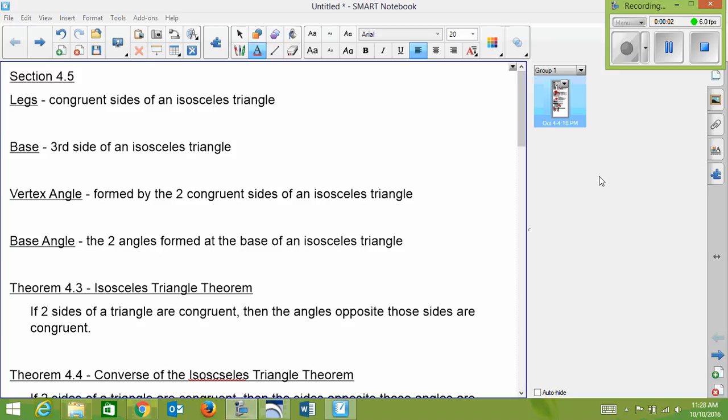Hello and welcome to section 4.5, which is on isosceles and equilateral triangles. So some basic definitions to go over.